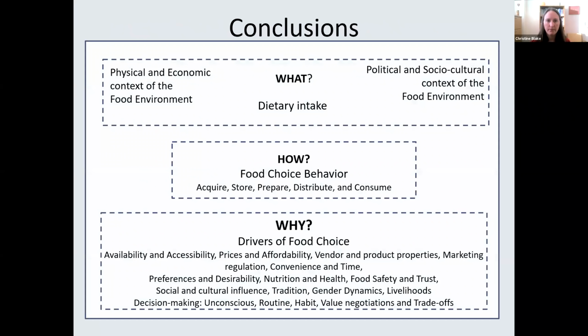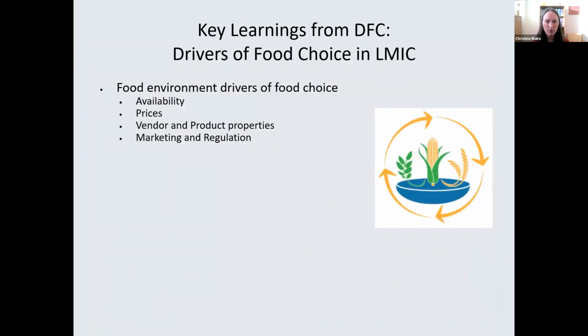So we learned from these kinds of examples how people make food choices about how to acquire, store, prepare, distribute, and consume the food they do in LMIC contexts. Addressing the interrelated questions of what, how, and why people eat the way they do does provide some useful insight into drivers of food choice for policy and program action. Synthesizing across the 15 projects in varied LMIC contexts, categories of drivers emerged consistently. And the relative importance, interaction, and experience of these drivers differed across the contexts and households.